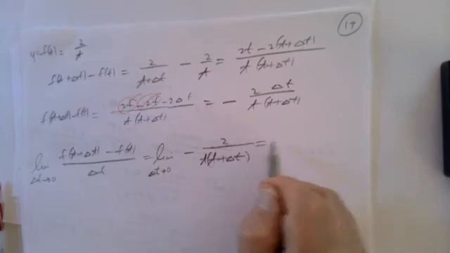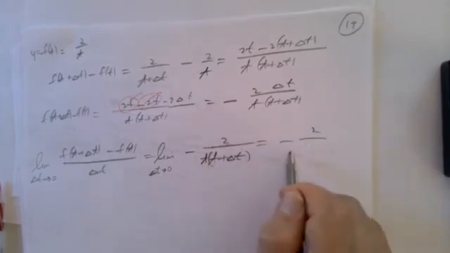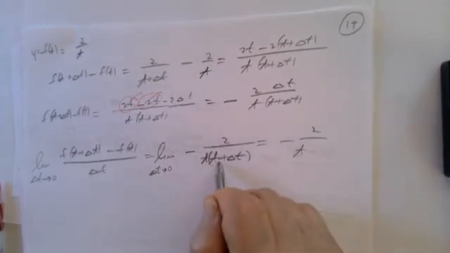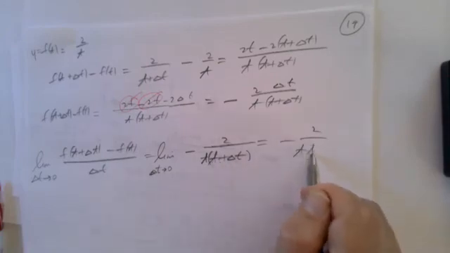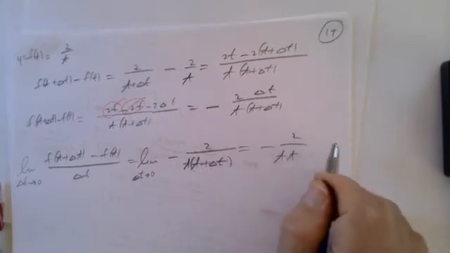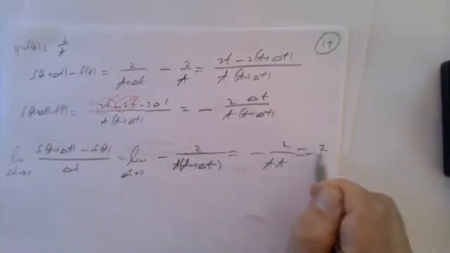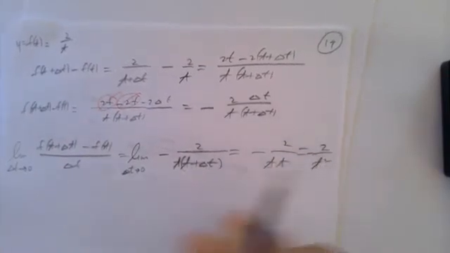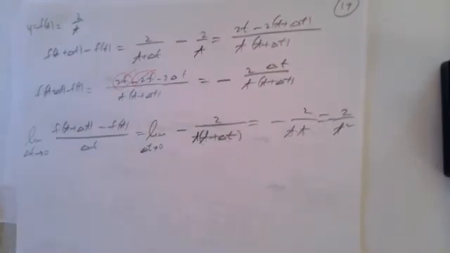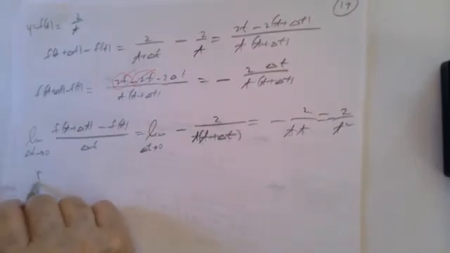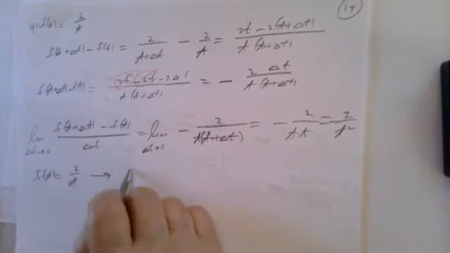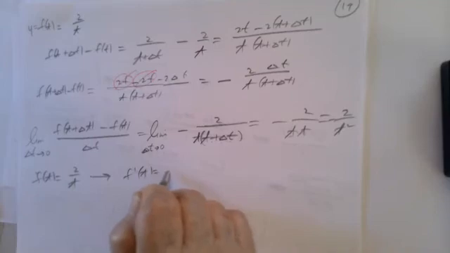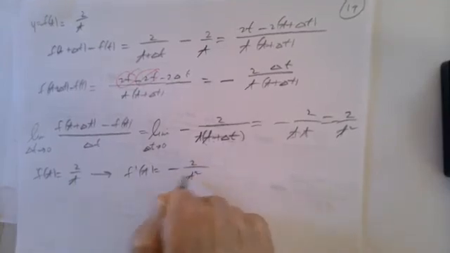As delta t goes to 0, I have t times t plus delta t. When delta t goes to 0, this just goes to t. So I get minus 2, t times t is t squared. So when you have the function f of t equals 2 over t, the derivative f prime of t is minus 2 over t squared.